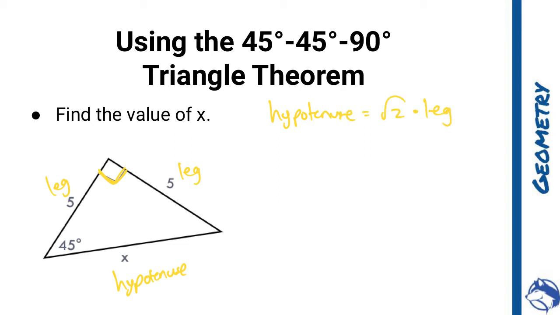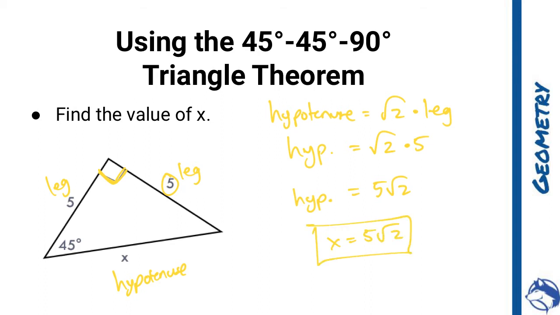the leg length, which is 5. So my hypotenuse, which I'm just going to abbreviate HYP, is square root of 2 times my leg, which is 5. So my hypotenuse, which is my x in this scenario, has to be 5 times the square root of 2. And so that's how you would solve for that one.